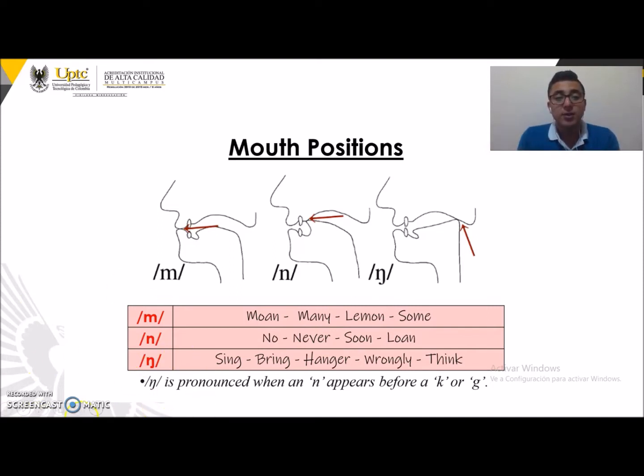As you can see in this note below, it says this consonant sound is pronounced when an N appears before a K or a G. Some examples are sing, bring, hunger, wrongly, thing. I'm going to repeat them again. It's not sin, because that's another word, but sing. Then we have bring, hunger, wrongly, and then at the end we have think. This N is this phoneme, okay?